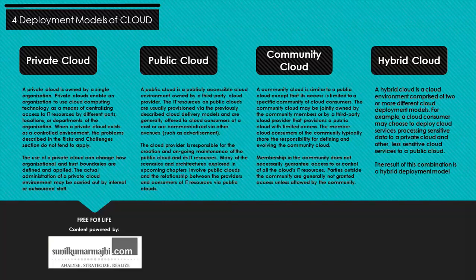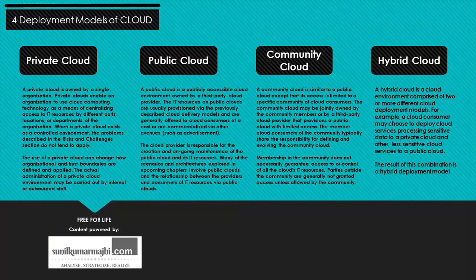Now coming to community cloud. The community cloud is similar to public cloud, except that its access is limited to a specific community of cloud consumers. The community cloud may be jointly owned by the community members or by a third-party cloud provider that provisions a public cloud with limited access. The consumers of the community typically share the responsibility for defining and evolving the community cloud. Membership in the community does not necessarily guarantee access to or control of all the cloud's IT resources. Parties outside the community are generally not granted access unless allowed by the community.